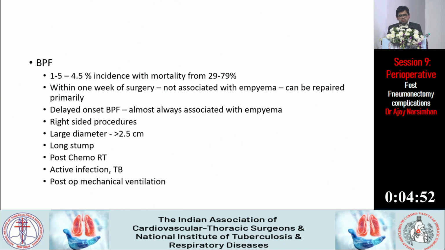Delayed onset BPF is almost always associated with empyema and is more common in right-sided procedures, with large diameter bronchial stumps more than 2.5 centimeters, long stumps if you're going to leave, and in malignancy patients post-chemo RT. And if you're having active infection, tuberculosis at the bronchial stump, the risk of BPF is very high. And if your patient gets stuck on a ventilator post-operatively, again, the risk of developing a BPF is very high.